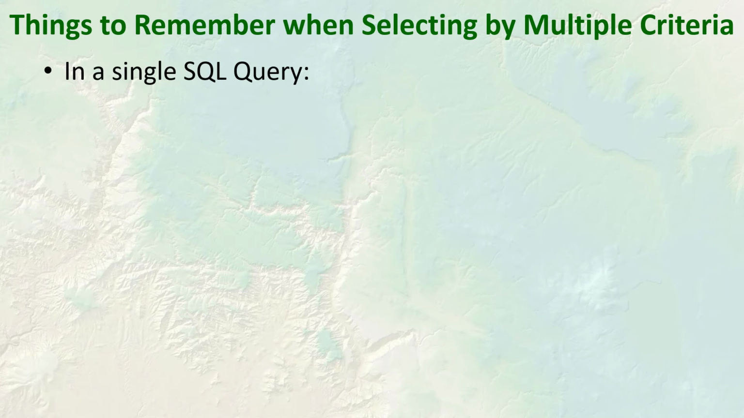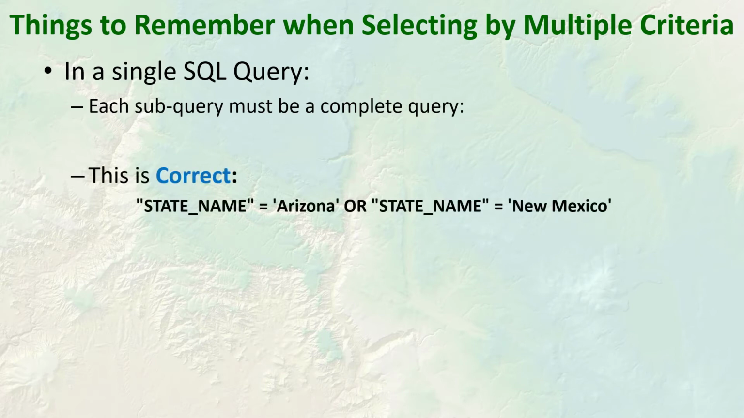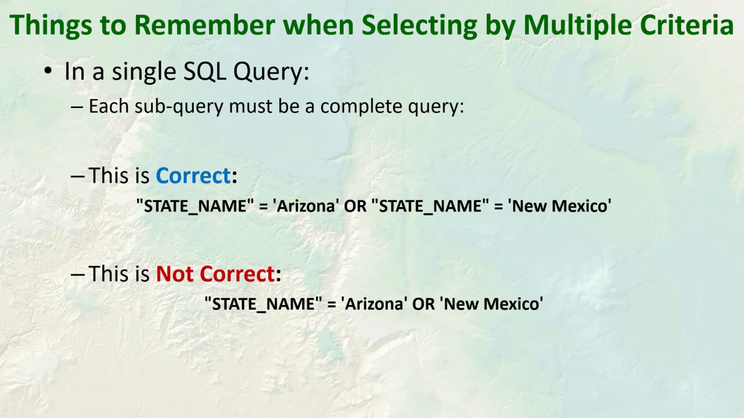All right, so some things to remember when you are selecting by multiple criteria. First, in a single SQL query, if you're doing this in the Select by Attributes window, each subquery must be a complete and workable query all by itself. So if you do multiple criteria, each criteria has to stand alone. For example, if you want to select states of Arizona and New Mexico, you'd have to have a full query, state name equals Arizona, or another full query, state name equals New Mexico. This will be a correct SQL query.